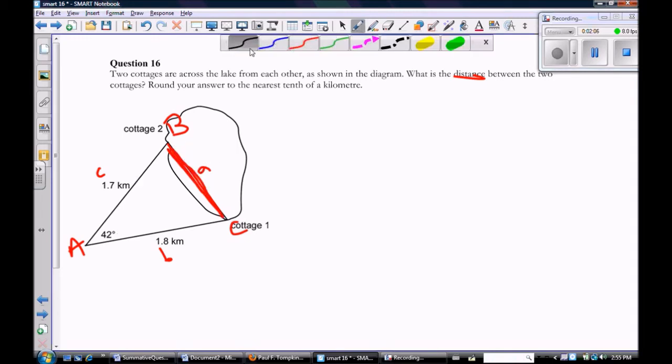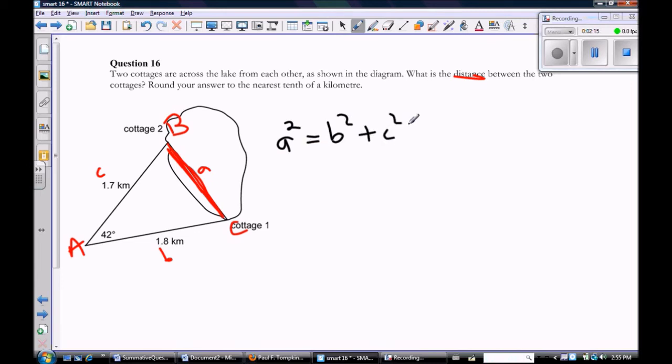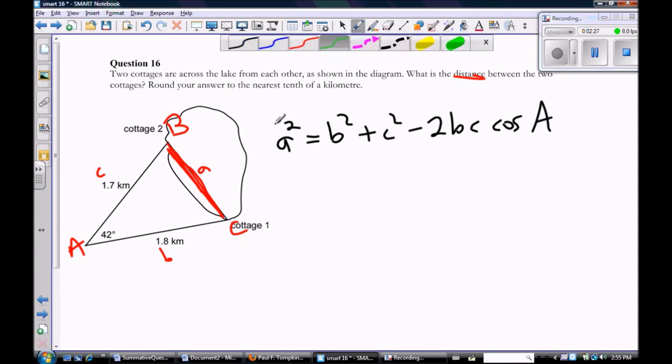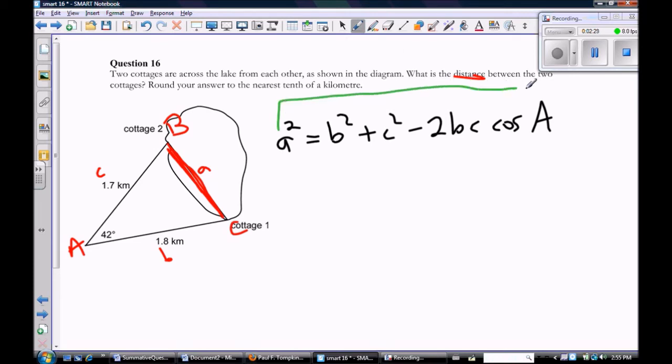So therefore, here's the cosine law as it applies in this diagram. I'm looking for little a. So therefore, I'm going to use a squared equals b squared plus c squared minus 2bc cosine A. Again, make sure you understand how the cosine law has to be set up. You must have this side correspond with this angle, and the other two variables are the other two sides.